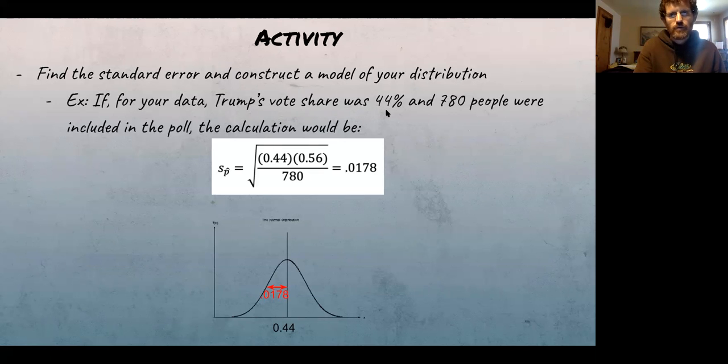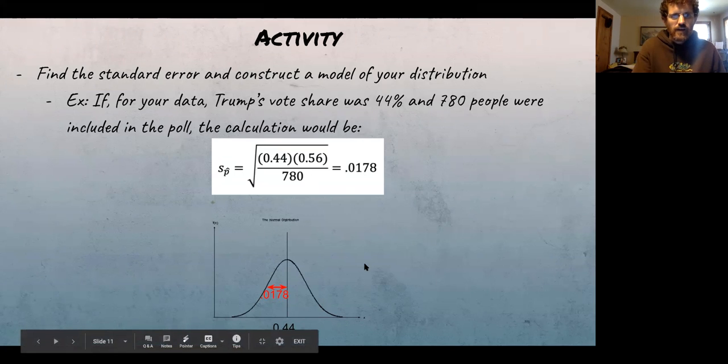So here's an example. If Trump's vote share was 44% and 780 people were included in the poll, then the calculation would be, well, I don't have the generic formula, but my p hat is 0.44, 1 minus p hat is 0.56, 780 is n. Just run that through the calculator. I get a standard error of 0.0178. The mean, not the mean, it's the p hat, which is the mean of our distribution, is 0.44.